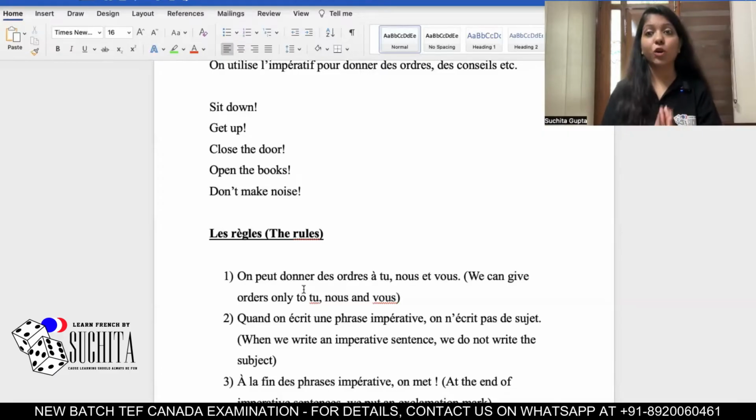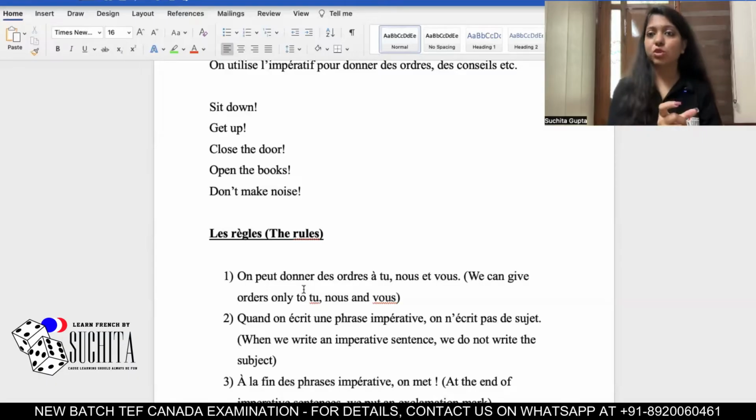Third person subjects, you cannot give the orders to third person. Even in English, that's not really possible. Second, quand on écrit une phrase impérative, on n'écrit pas de sujet. What does that mean? When you write an imperative sentence, you really do not write the subject. That's what I was explaining to you, that the imperative sentences directly begin with the verb.